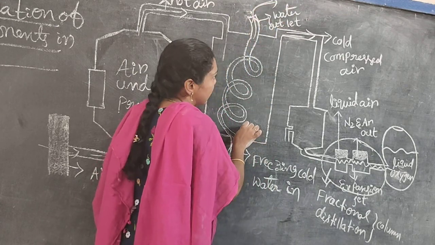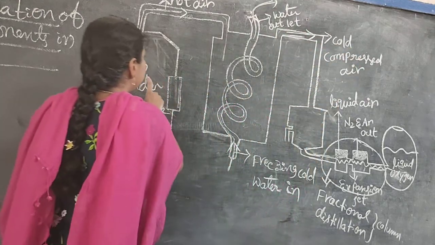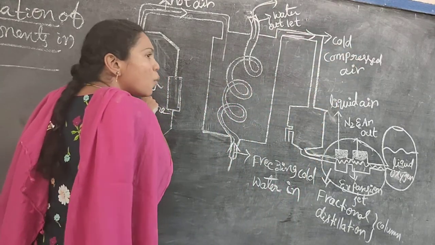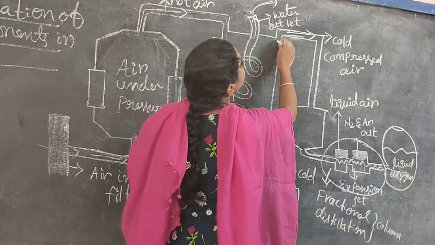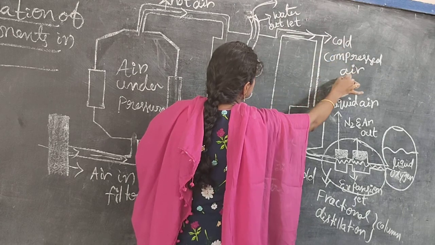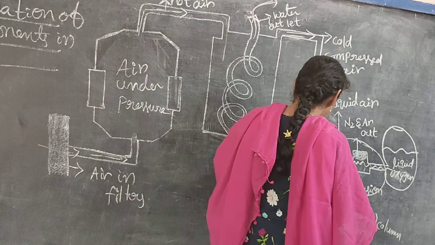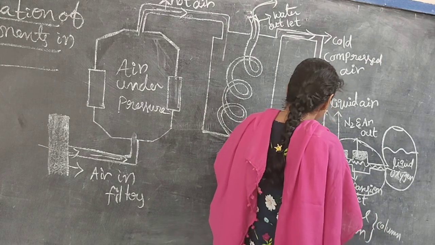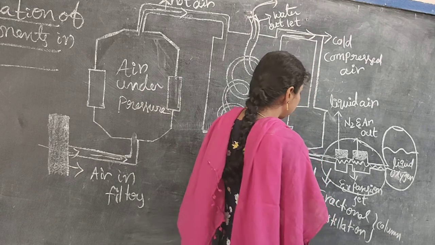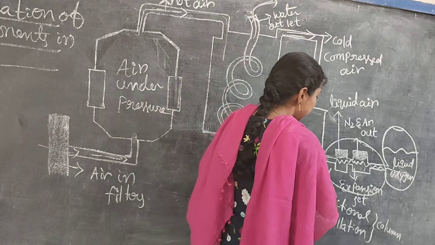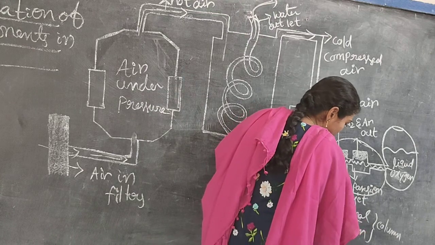This cool air is passed into the cold compressed air stage. Here compression happens, and where the cooling process was done, here compression will be there. So the cold compressed air is passed into the next device. Here, if any unwanted particles are there, we can remove them this way, and otherwise we can pass the air into the fractional distillation column.